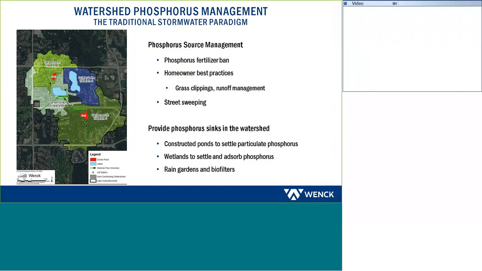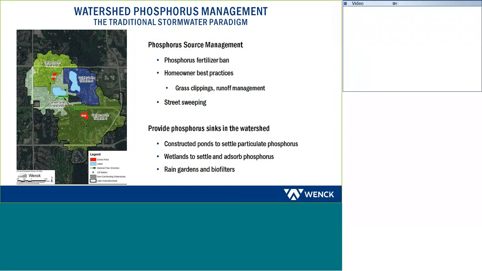So when we think about watershed phosphorus management, there's kind of two ways we can control phosphorus in the watershed, the way I look at it. There's phosphorus source management, right? This is what I would call behavioral types of projects, where you have to get people to change how they manage the sources of phosphorus. A phosphorus fertilizer ban was put in place in the Twin Cities metropolitan area, so that reduced the amount of phosphorus that goes into the watershed. Homeowner practices, how you deal with grass clippings, leaf litter, runoff management from your yard, some of these types of things, or street sweeping, which is more a behavior, how cities go out and sweep their streets. And you're going to hear more about some of these things from the other speakers.